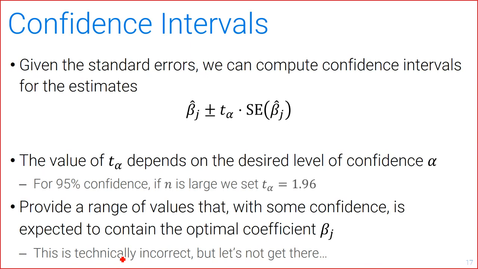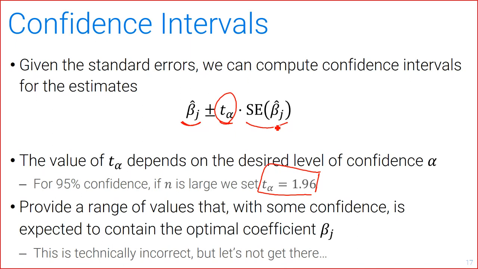Given the standard errors, we can also compute confidence intervals for the estimates. So we could have here the point estimate of the model plus minus a certain width, and it's going to be this T sub alpha multiplied by the standard error. This T alpha is something very similar to what we saw in the previous lectures. It's a value that is going to depend on the amount of confidence that you want to have in the interval. So for example, if we want a 95% confidence, then something like 1.96 or 2 is what we said. So typically we say the estimate beta j plus minus 2 times the standard error. That gives us an approximate 95% confidence interval for the expected value of the coefficient.